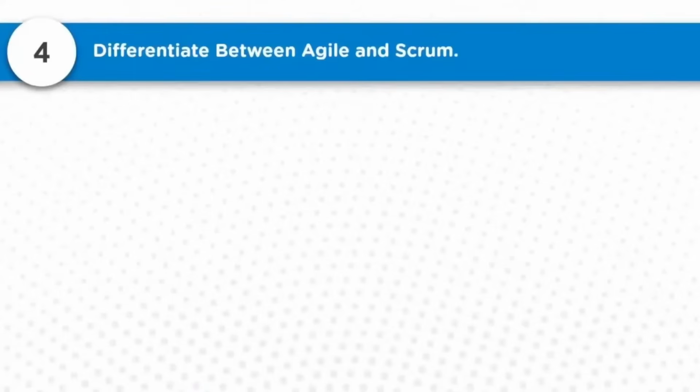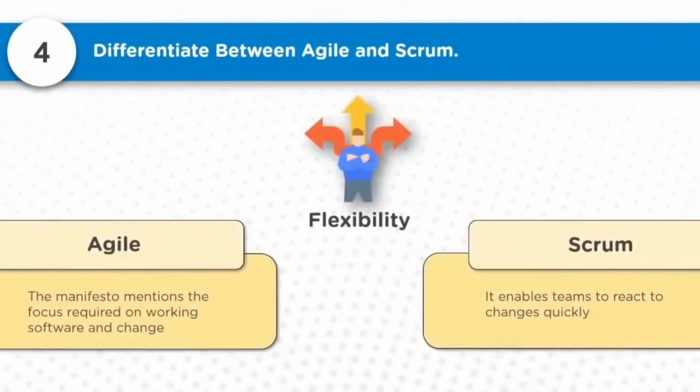Speaking about flexibility, definitely the Agile Manifesto mentions the required focus on working software and focusing on changes. That's the direction it provides. Scrum enables teams to react to changes quickly. The Scrum methodology is made in such a way that the team is able to react, and those changes and modifications are made visible to the team.